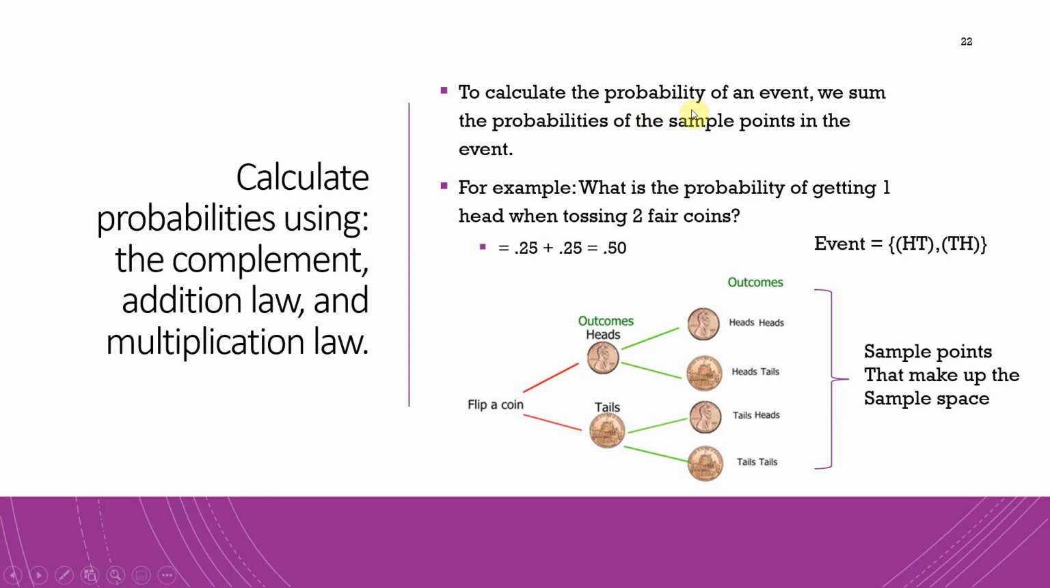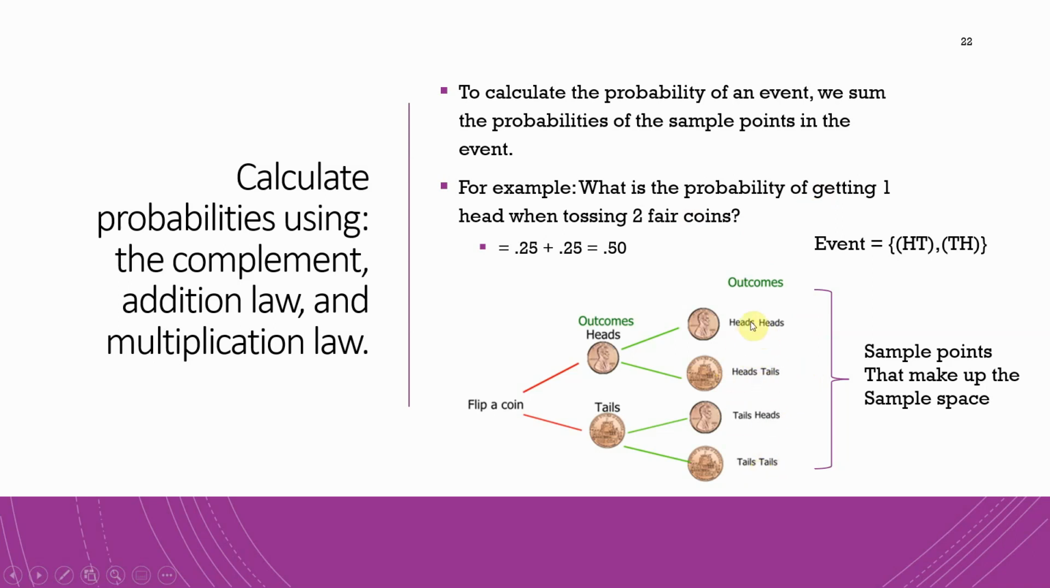So to calculate the probability of an event, we sum the probabilities of the sample points in the event, right? We already know that. So for example, what is the probability of getting one head when tossing two fair coins, right? We've already seen this example. Here are the possible outcomes, right, which are the sample points that make up the sample space. So we could look at this, right? We're looking at getting one head out of two when we flip the coin twice. So here is an opportunity to get one head, and then here's another.